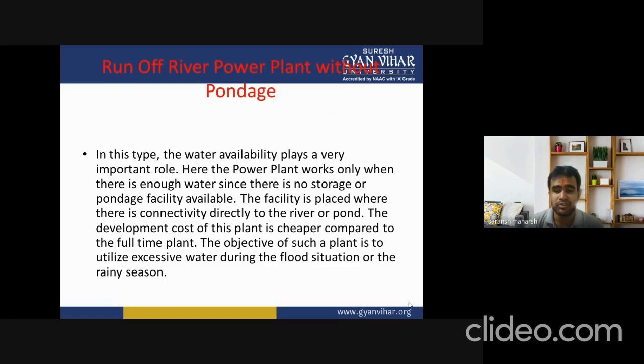The objective of such a plant is to utilize excessive water during the flood situations or the rainy season.